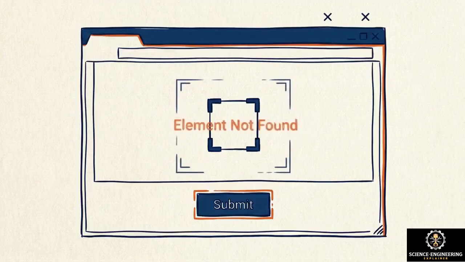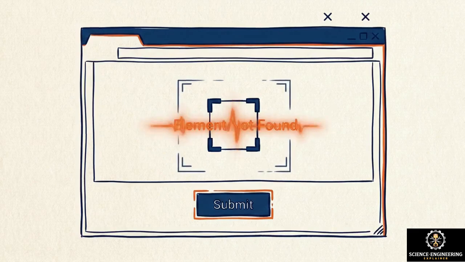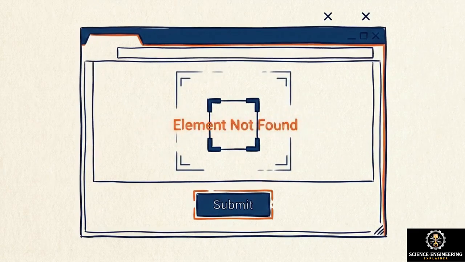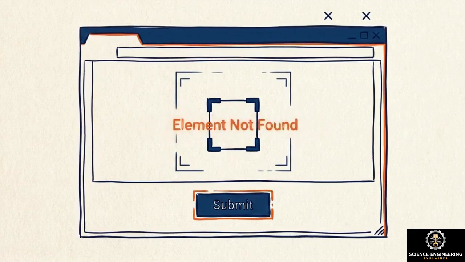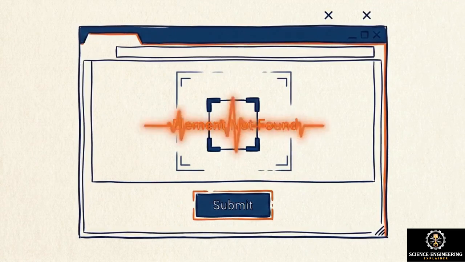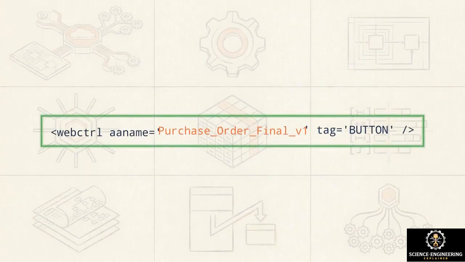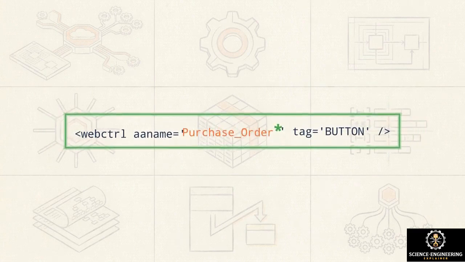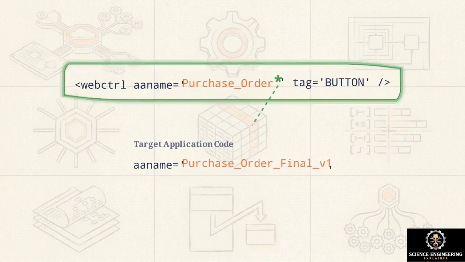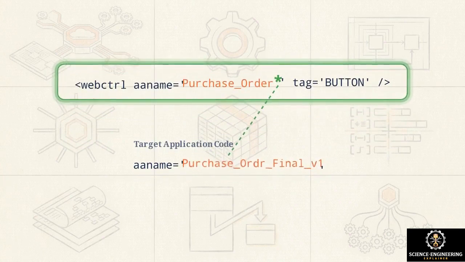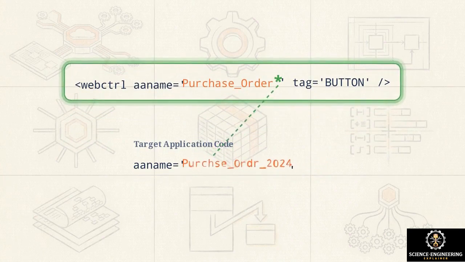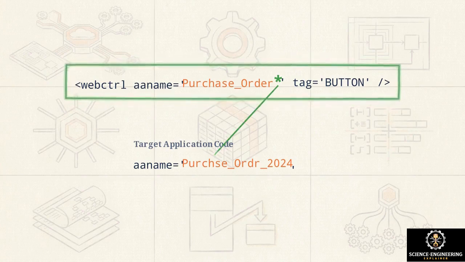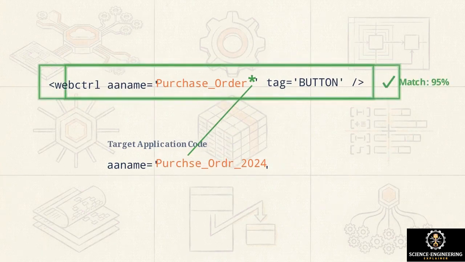However, if an application undergoes a minor update and the exact layout changes, a highly specific, rigid selector will fail to find its target. This visual shows a fuzzy selector in action. By introducing wildcards into the XML fragment, the bot employs a more forgiving search algorithm. This fuzzy logic allows the bot to maintain its lock on the target element despite minor structural shifts or typographical errors in the application's code.